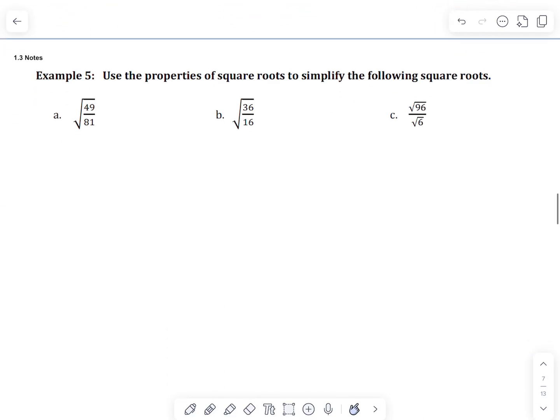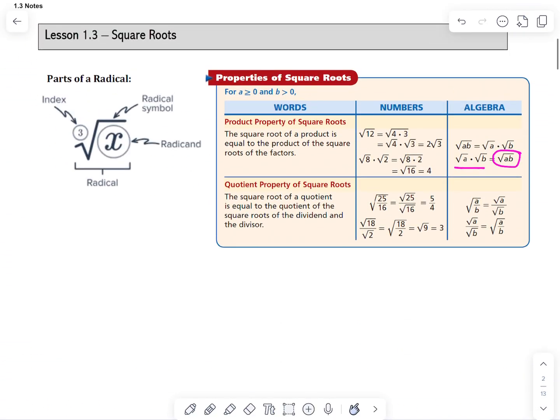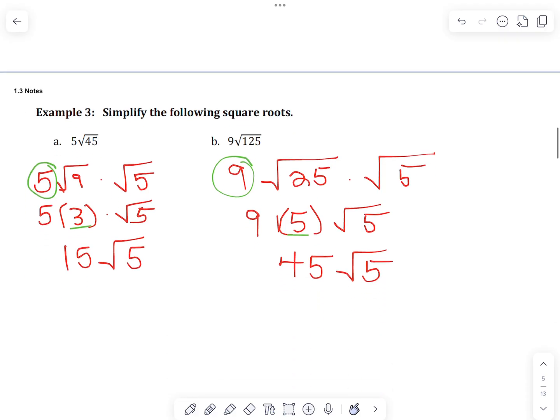All right, now we're going to use the quotient property. So if we go back up here, we have two types of properties. One is where we can take a radical and expand it into two radicals, or if we have two radicals, into one radical. So we'll use those next.